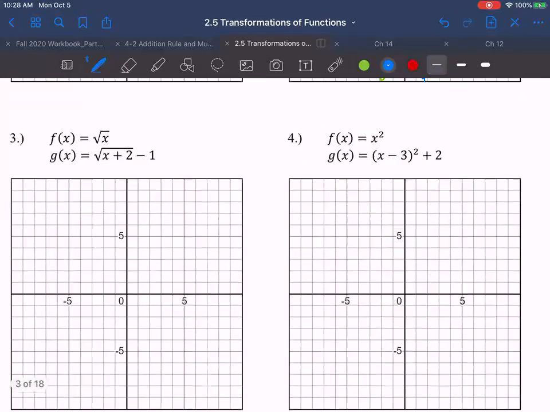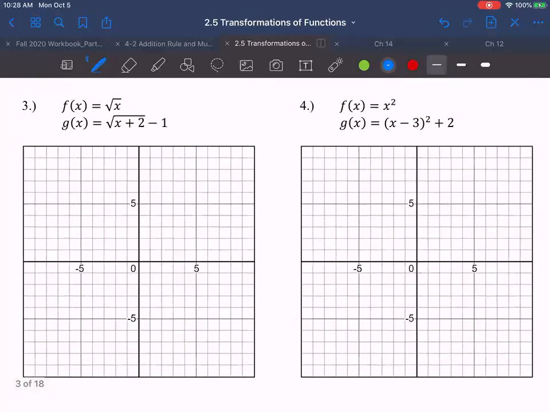What I want you to do is try these two, but notice if you look at this one, you've got both a shift occurring inside the function, right? The function being the square root of x, and you have a shift occurring outside the function there. So see if you can figure out what to do with both of those shifts combined into one and see if you can get that graph. All right, so give that a try.